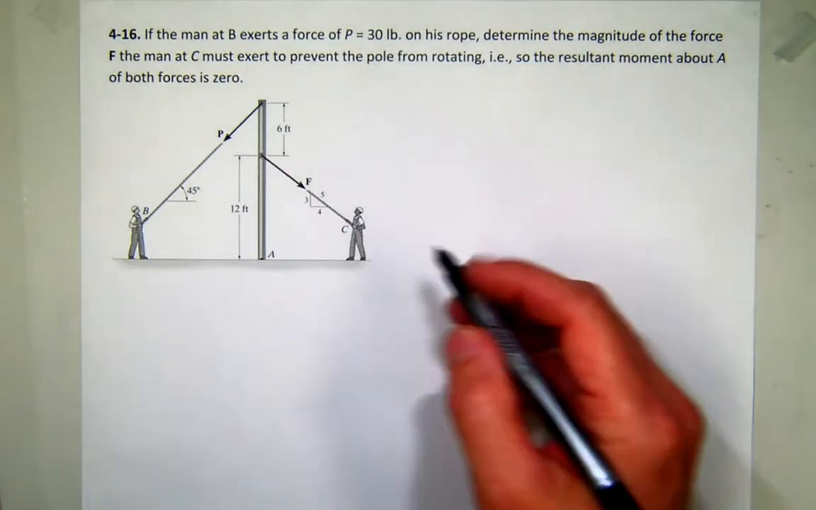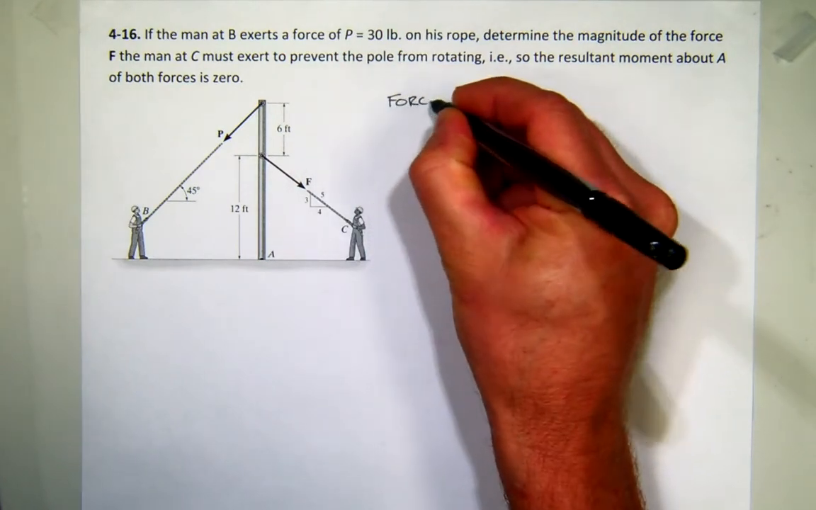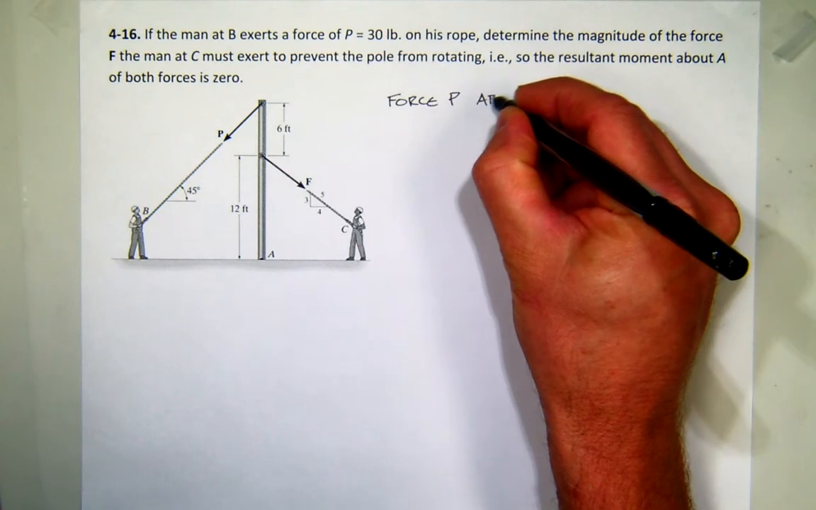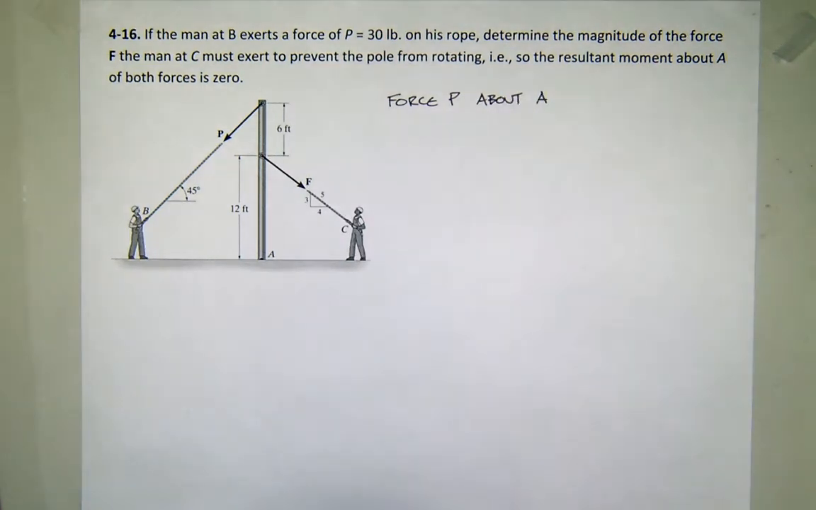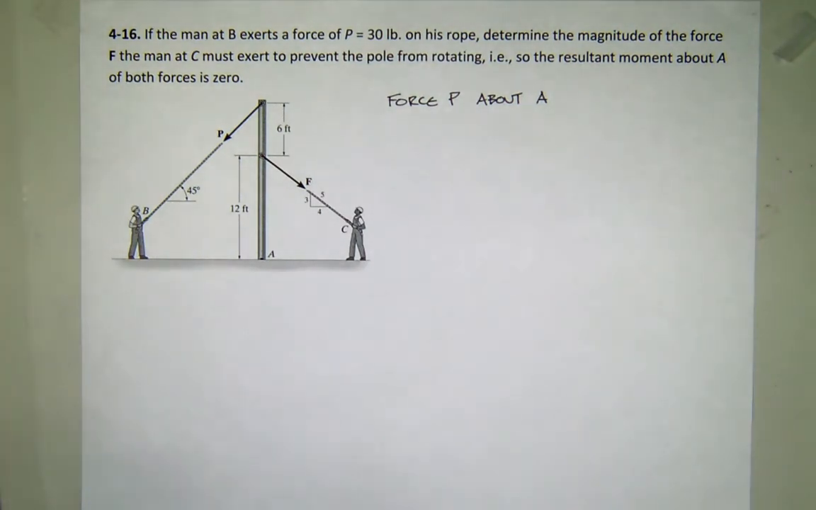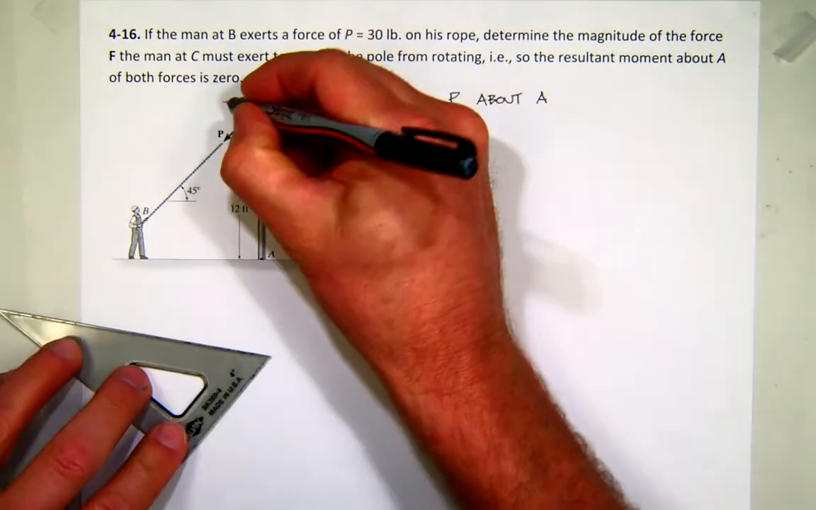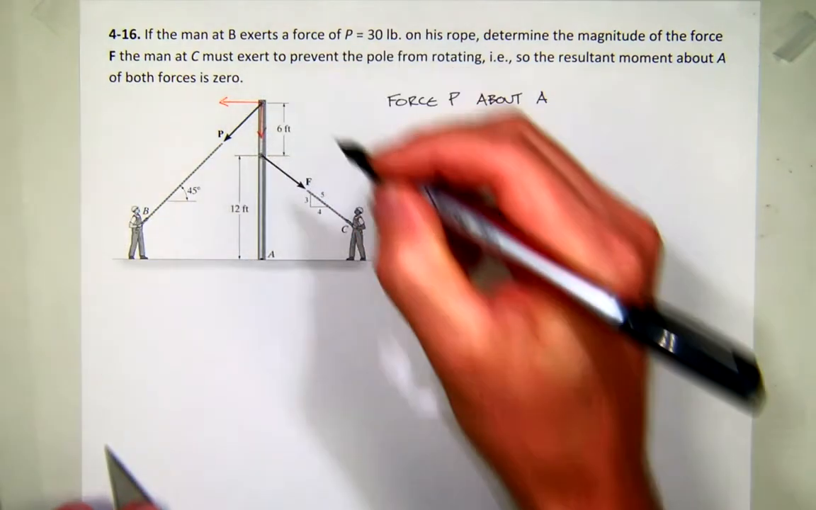So I'll start with the force P. So what is the moment of force P about A? There's a couple of different ways to solve this. The way I'm going to do it is like we've talked about in class, is I'm going to break it into components. So I'll have an X component and a Y component.